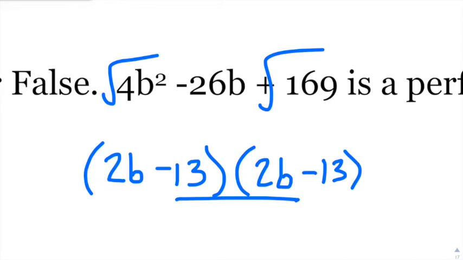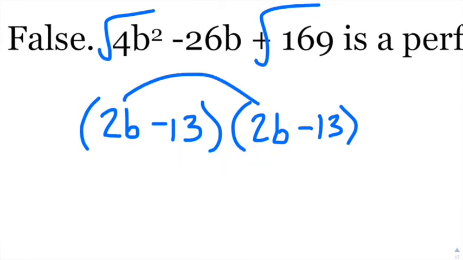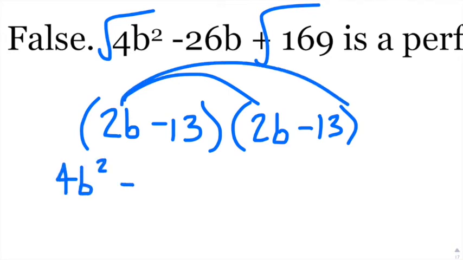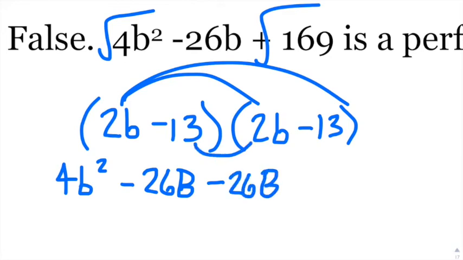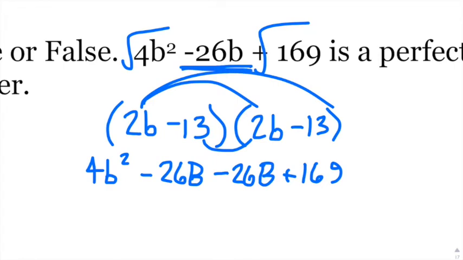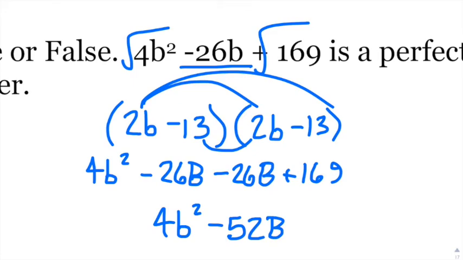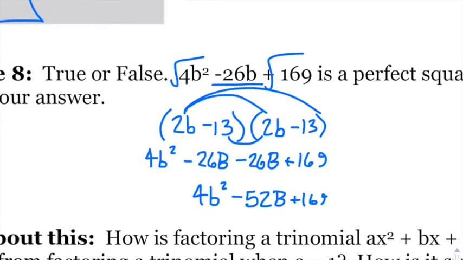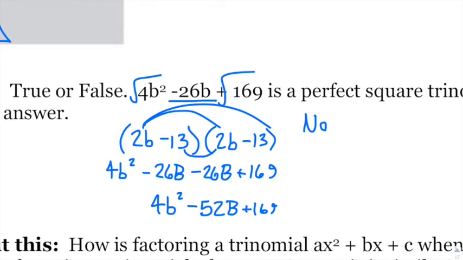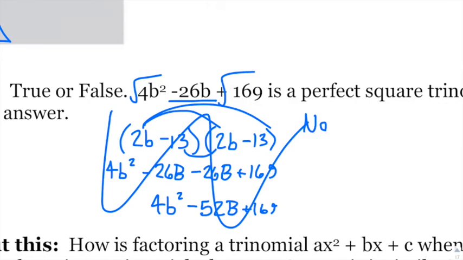Now if you add up your middle terms, that's 4b squared, and then this is negative 26b, and I'm going to use a capital B so you don't get confused. When you add those two middle terms, that's negative 52b, and then 169. So that middle term did not add back up to this one. Is this a perfect square trinomial? No, because it's not really even factorable. It would FOIL back into negative 52b plus 169, so I would say no. This is not even the correct factorization.